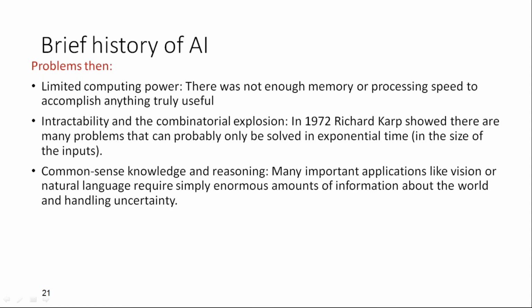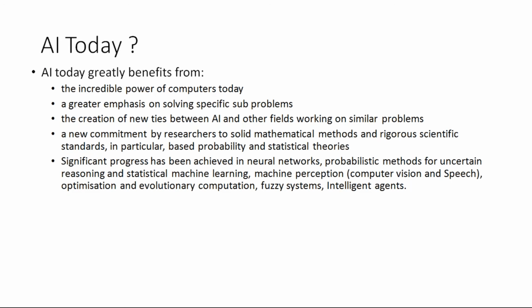So then let us move to the next slide. What is AI today, right now in the current context? AI today greatly benefits from the incredible power of computers we have. Nowadays hardware is very cheap. We can just imagine, four or five years back we had small single core mobile processors. Now we have octa-core and hexa-core mobile processors. Computing is now not a limitation.